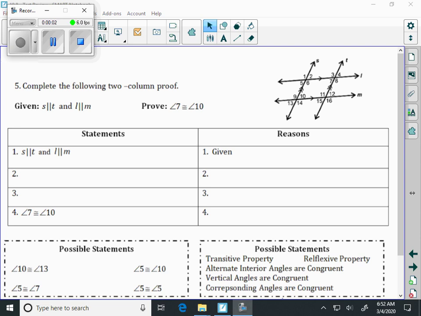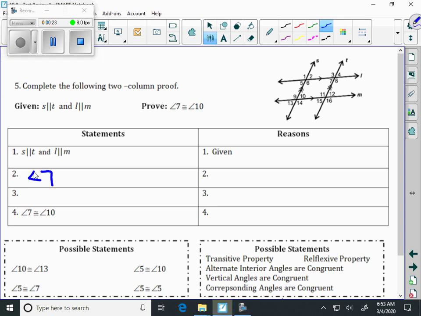Following two-column proof. S is parallel to T and L is parallel to M, and we want to prove that angle 7 is congruent to angle 10. Once again, when we look at these, what we're trying to prove, angle 7 is congruent to angle 10, we're going to start with angle 7.